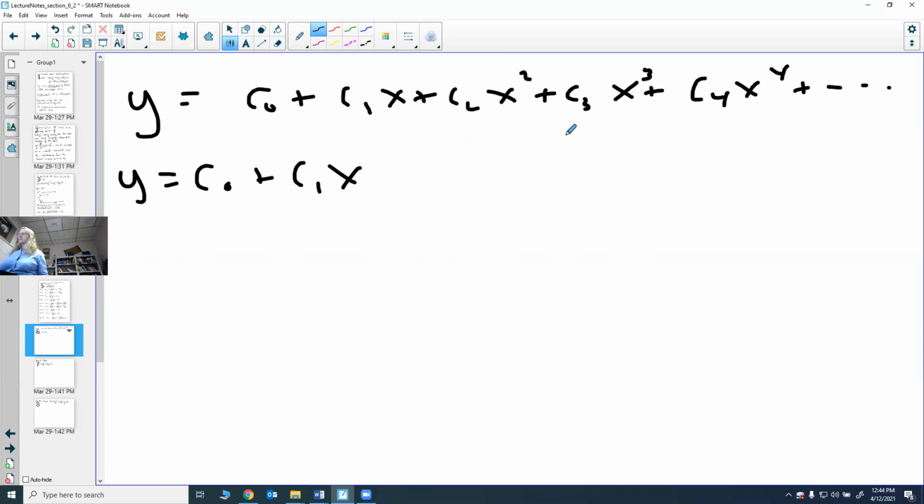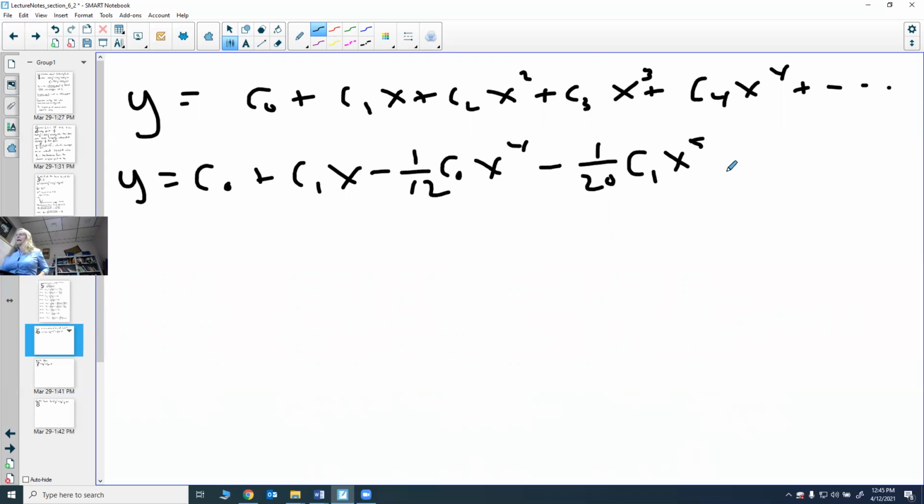C3 we know is 0, so that term's gone. C4 we know is negative 1/12 C0, so we have negative 1/12 C0 x to the fourth. C5 we found out was negative 1/20 C1 x to the fifth. The next term would be C6 x to the sixth, but C6 is 0, so that term's gone. Plus C7 x to the seventh, but C7 is 0, so that term's gone again.